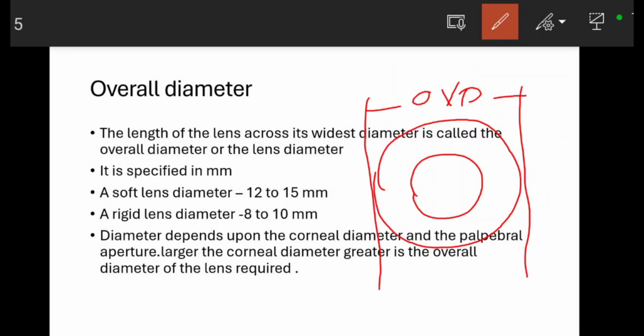Okay, next. In further classes, we will study about the types of contact lens, soft and RGP. The soft lens diameter is always higher than the RGP, the rigid lens diameter. So, soft lens diameter is 12 to 15 mm. The RGP diameter is 8 to 10 mm.